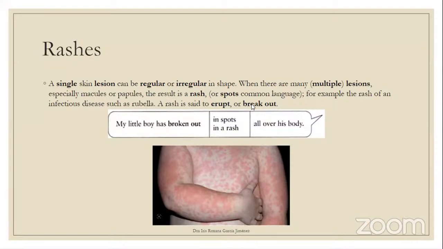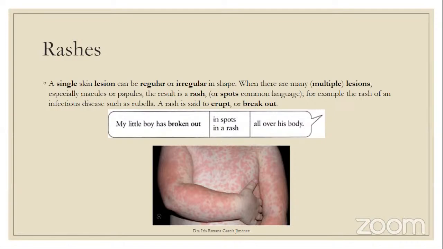For example, a mother could say, my little boy has broken out in spots all over his body, similar to the picture. Or could say, my little boy has erupted in spots all over his body, or has broken out in a rash all over his body. Both of them, broken out or erupt, are correct. Spots or a rash, of course, are correct, because it's the way that the patient is talking to us.